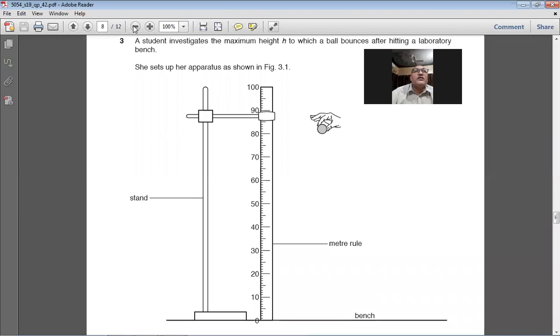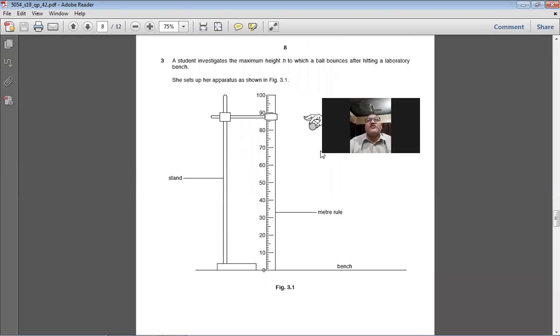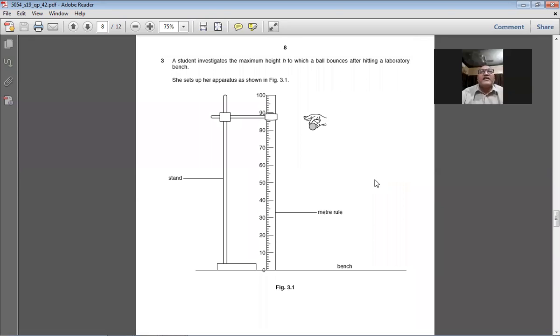Here we go. Here we have question number 3 coming up on your screen. He says that a student investigates the maximum height h to which a ball bounces after hitting a laboratory bench. She sets up her apparatus as shown in figure 3.1. So here she will drop the ball and this ball will bounce, and she will note down to what height this ball reaches after the bounce.